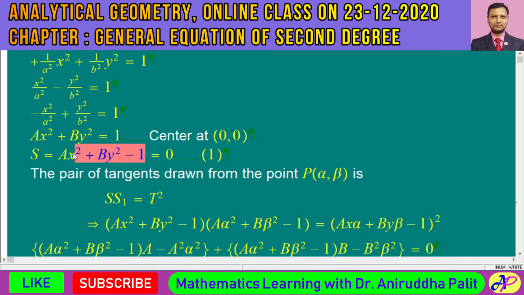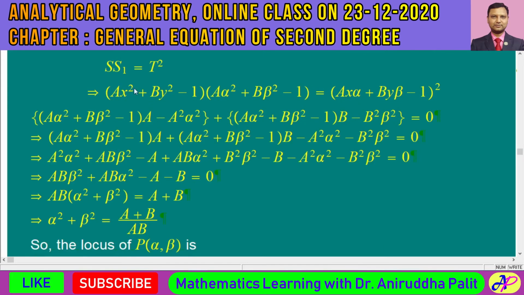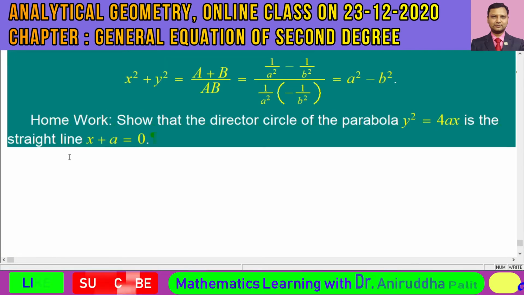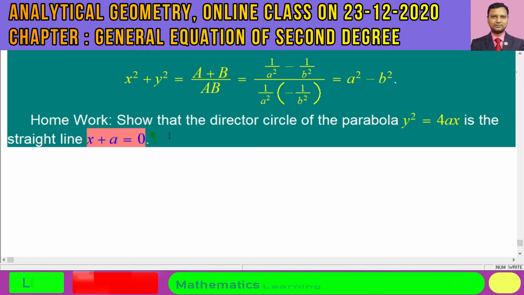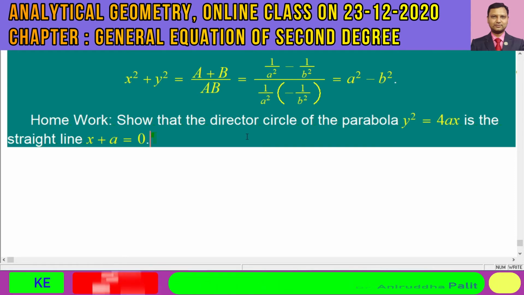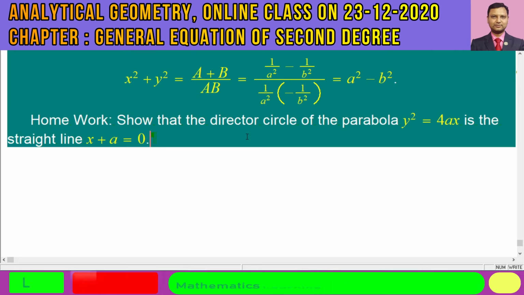Y square minus 4ax is equal to 0 would be equation number 1. Now apply the same technique over here that I have demonstrated, and ultimately you will get this kind of straight line. You would not get any circle. That is the specialty of this kind of non-central point. You would not get any circle. Then you can say, we cannot say that this is a circle. Yes, this is not a circle.